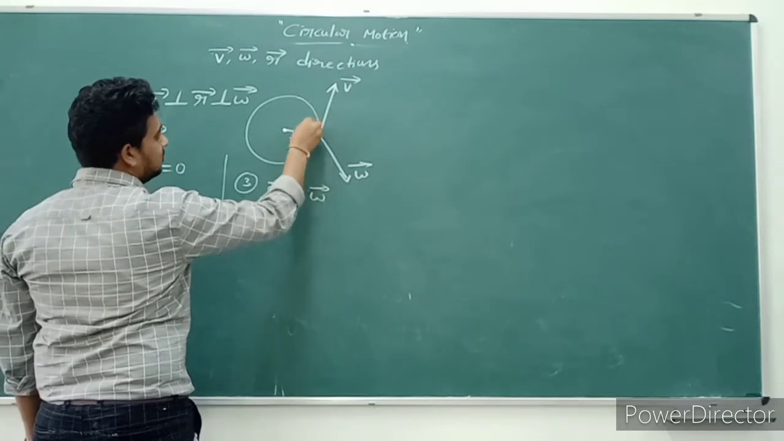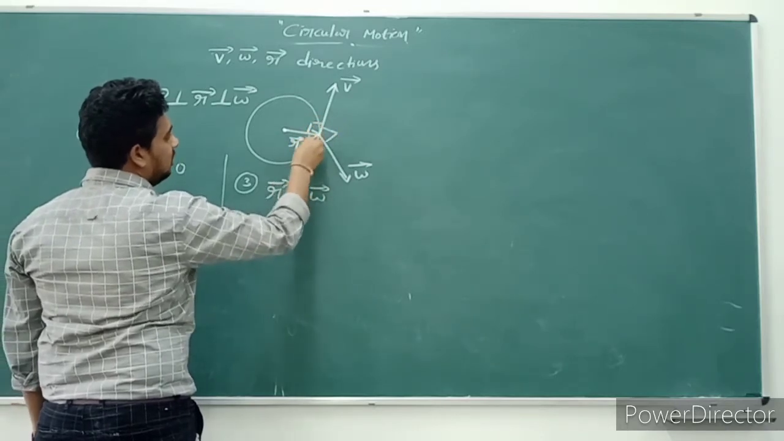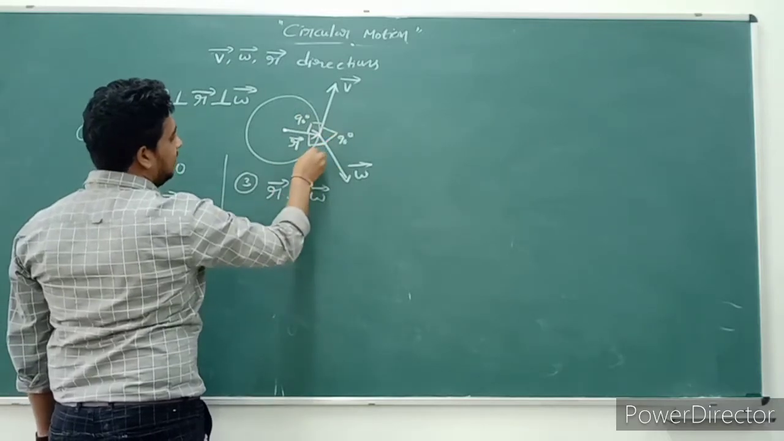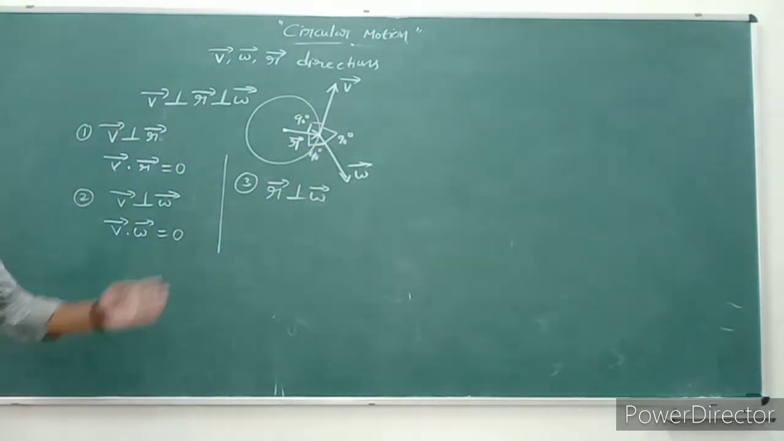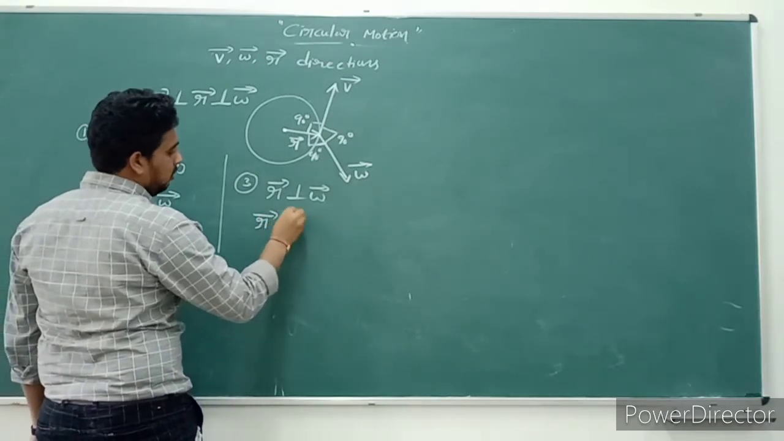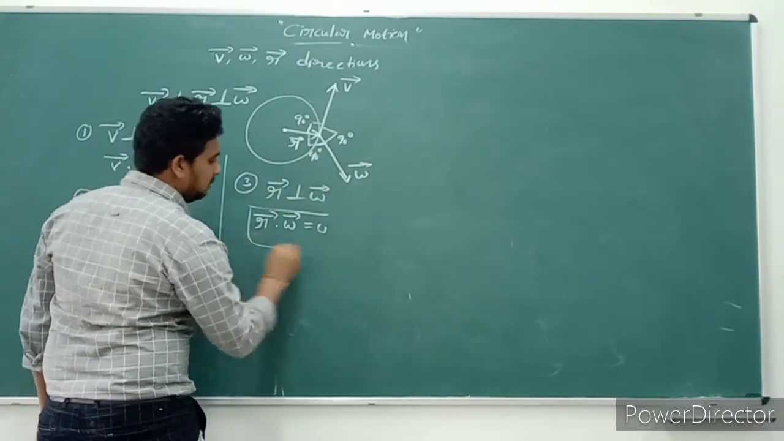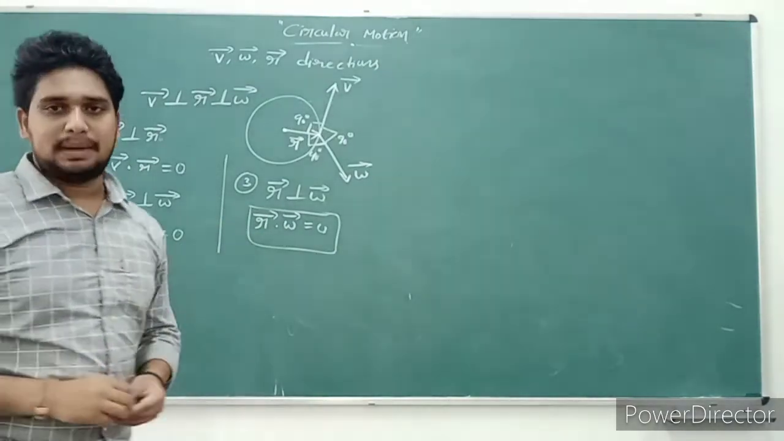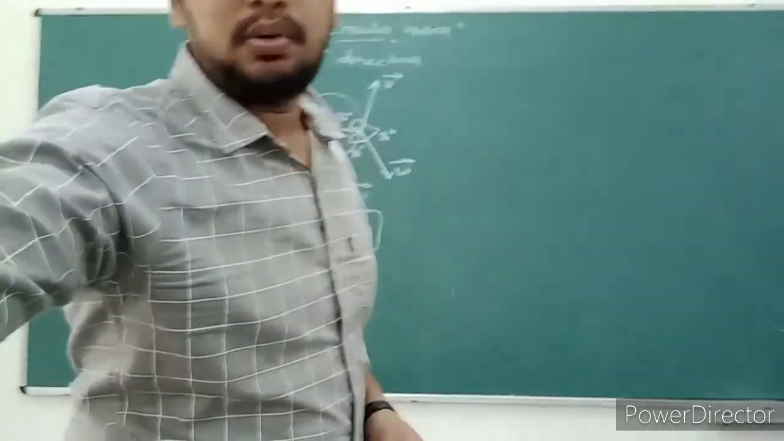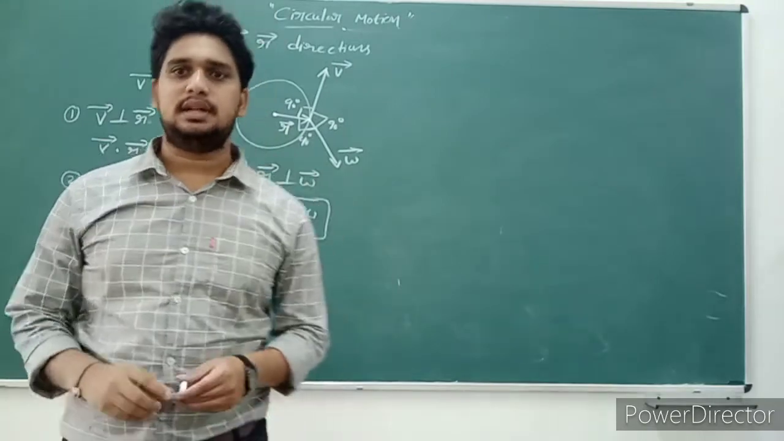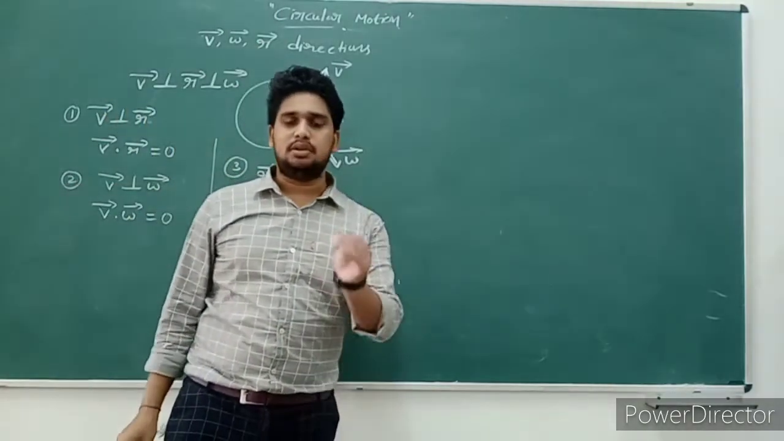Just observe the diagram. All are perpendicular, with 90 degrees between them. So R bar perpendicular to omega bar means R bar dot omega bar is equal to 0, because the dot product of two vectors is 0 when they are perpendicular. Whenever two vectors are perpendicular, their dot product is equal to 0.